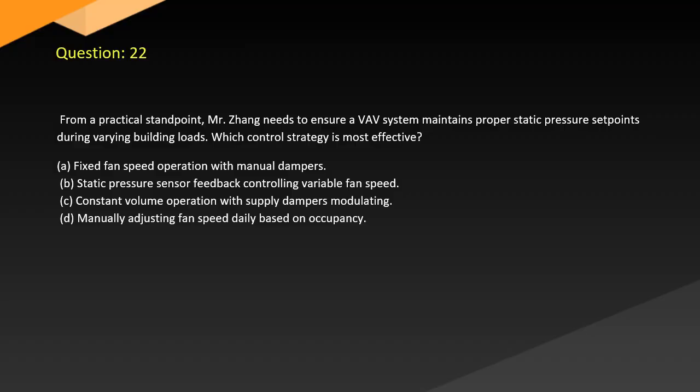Question 22. From a practical standpoint, HRConquer needs to ensure a ventilation system maintains proper static pressure set points during varying building loads. Which control strategy is most effective? A. Fixed fan speed operation with manual dampers. B. Static pressure sensor feedback controlling variable fan speed. C. Constant volume operation with supply dampers modulating. D. Manually adjusting fan speed daily based on occupancy.